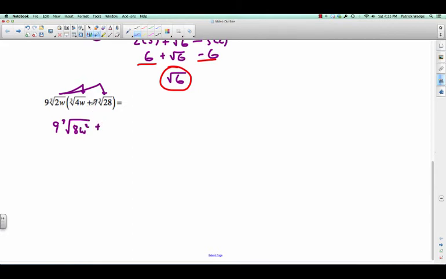Okay, for the second one, 9 times 7 is 63. It's still the cube root. 2 times 28 is 56, and you have a w. And we'll do our tree. 8 is 4 and 2, and then 2 and 2.